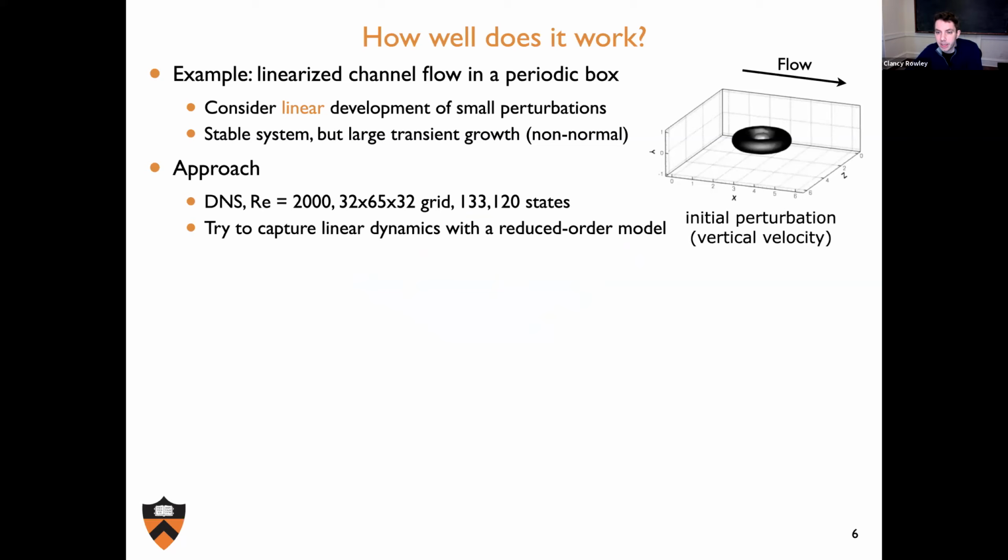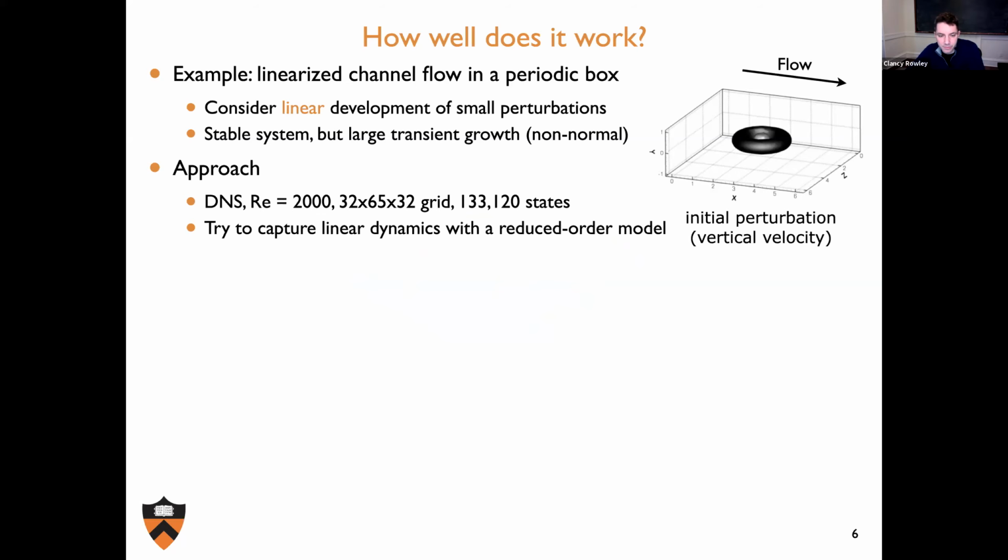So we're going to linearize the Navier-Stokes equations about a laminar parabolic profile. In that picture you see the top wall is a wall, the bottom wall is a wall, the side walls are all periodic, and there's flow in the direction of the arrow. And all I'm going to try to do is model the evolution of a particular perturbation, the one you see there. So there's a little perturbation in vertical velocity, and you see the flow parameters there.